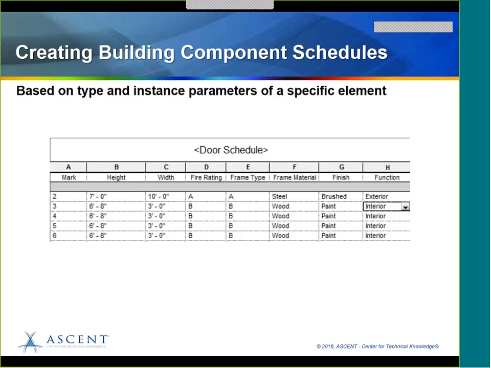So parameters are the building blocks of schedules, and they're type parameters, instance parameters of a specific element, such as the door schedule shown here. So some of these things are individual. Some of these things are fire rating, for example, and door schedules is typically a type parameter, whereas the frame material is typically an instance parameter.